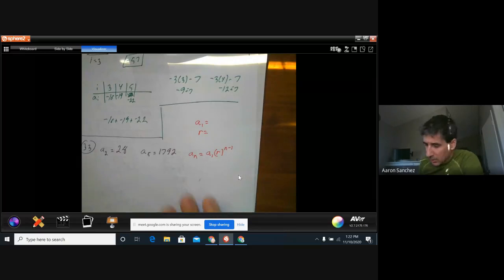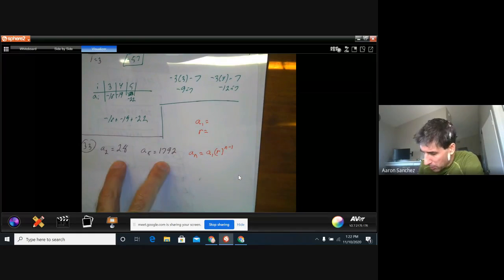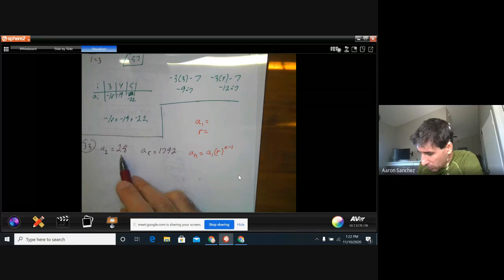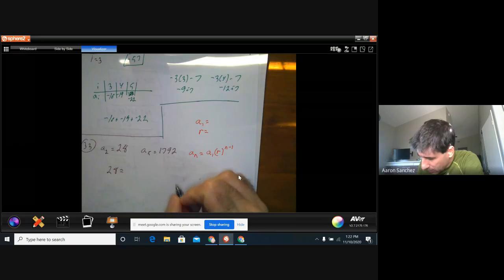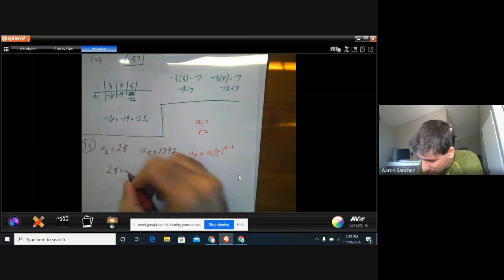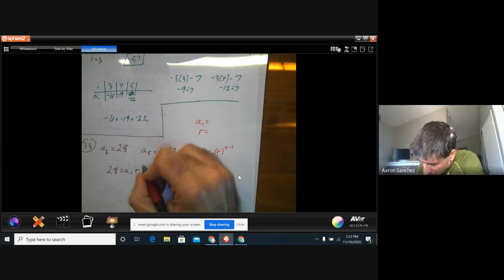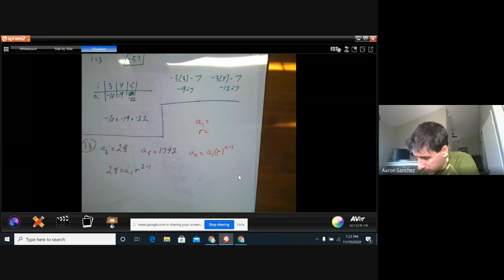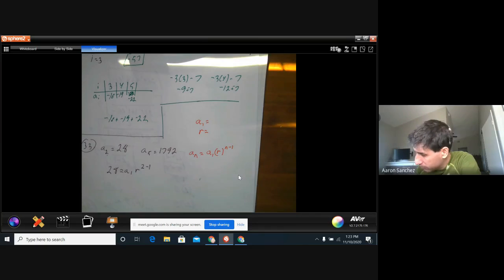Okay. So we need our a sub 1, we need our r, right? Since we have 2 points, let's write 2 equations here. Let's do 28 first. 28 equals a sub 1. I don't know what a sub 1 is. I don't know what my r is. But I have my n as 2, minus 1. Any questions on how I did that? Carlos, you good? Yeah, I'm good.